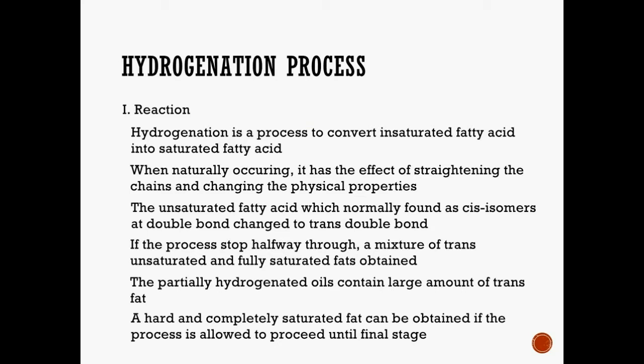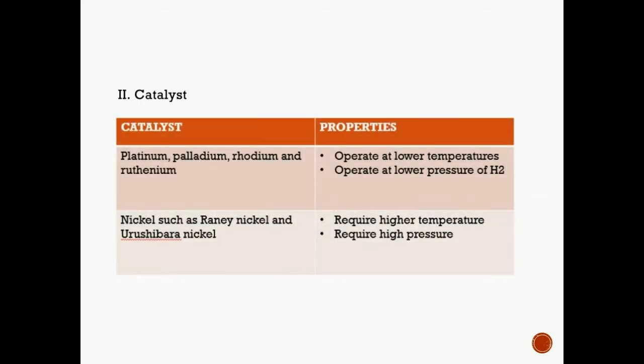They are called fully hydrogenated oil and contain a very small amount of trans fat. Now let's take a look at the catalysts that can be used. The catalyst can be divided into two columns just like in the table. The first column contains platinum, palladium, rhodium and ruthenium, while the second column contains nickel such as Raney nickel and Urushibara nickel. Each column has different properties, such as different operation temperature and pressure.